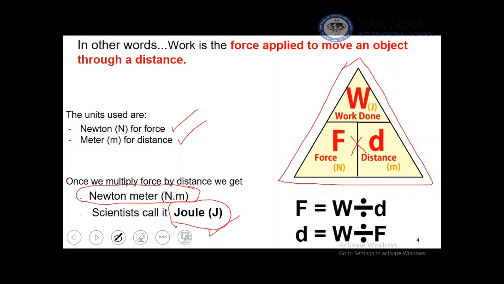Other combinations of the formula, for example, I need to find force, I simply divide work by the distance. If I want to find the distance, I divide work by the force, and so on. It all depends on the given you have in the question.